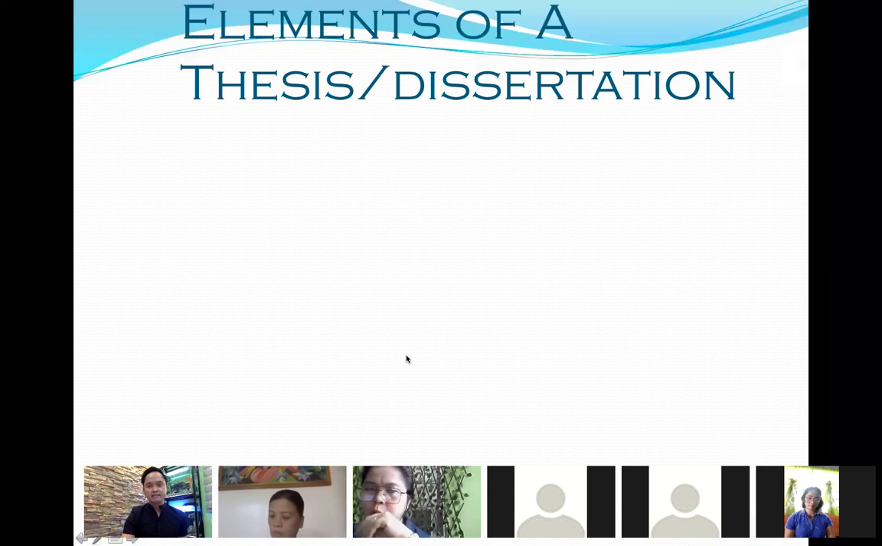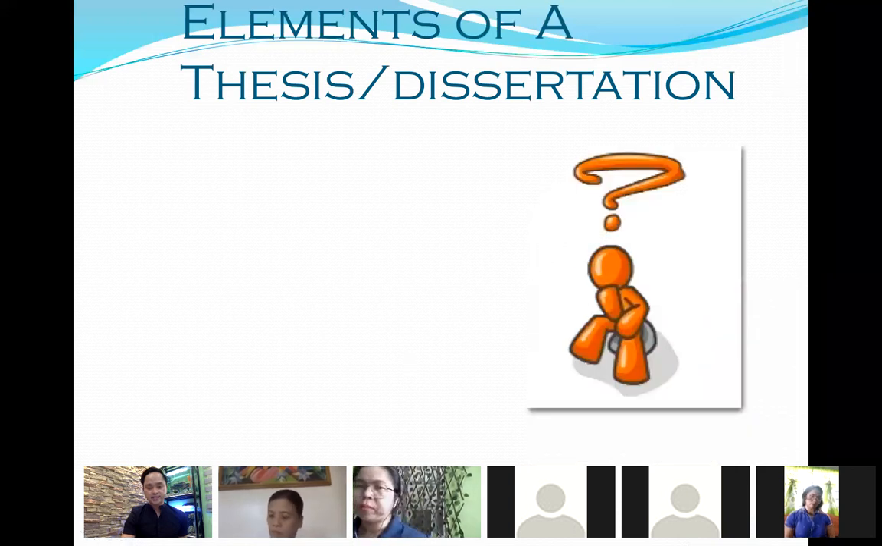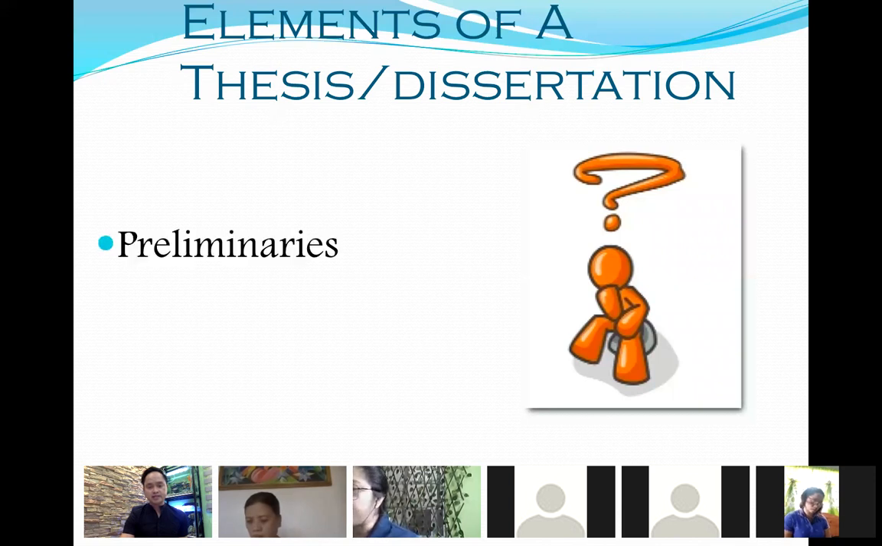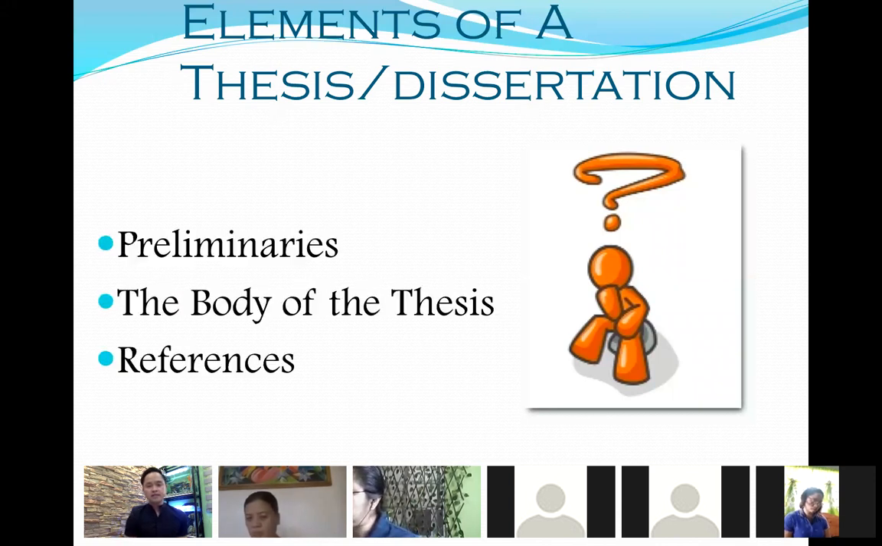So what are the elements of a thesis or dissertation in the graduate school? Thesis is for master's program. Dissertation is for doctorate program. They mean the same, magkaiba lang siya ng level. So essentially, there are three elements of a research paper: the preliminaries, the body of the thesis, and the references.